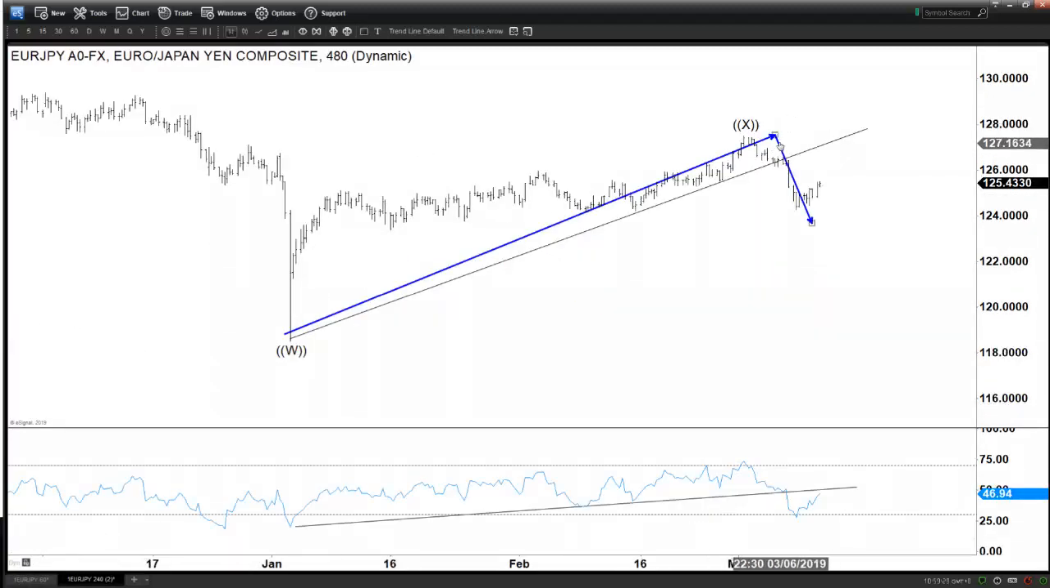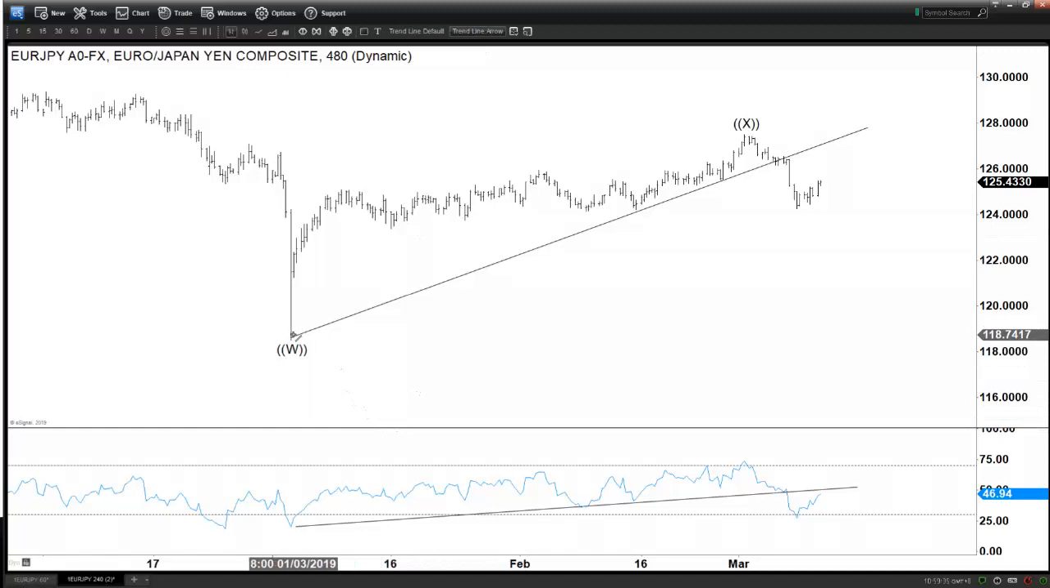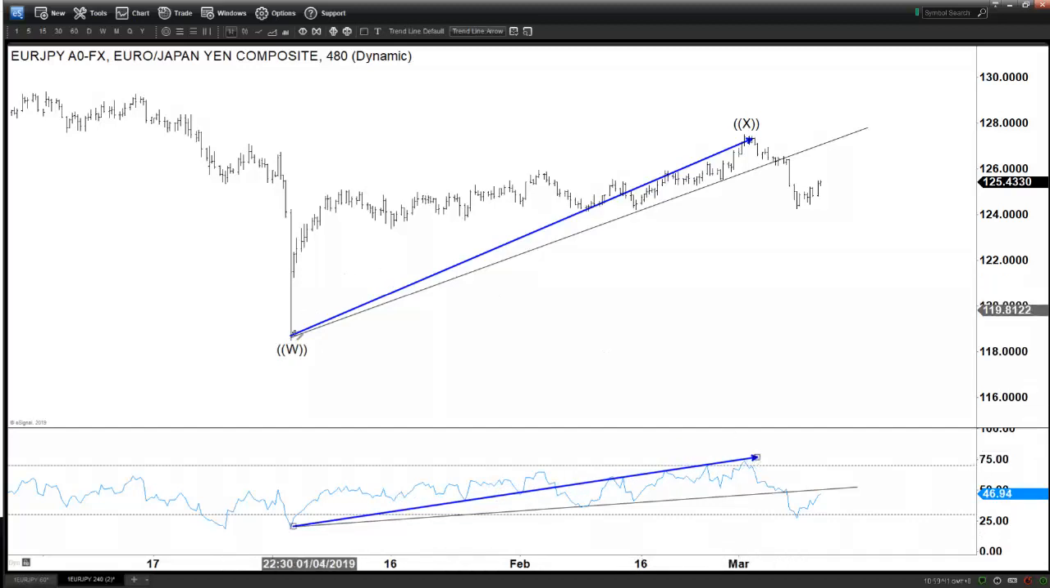So one thing we know from this 4-hour chart is that this cycle or this rally that starts from January low looks to have ended, because again, it breaks below the channel here in price as well as in momentum, right? So this cycle is complete.